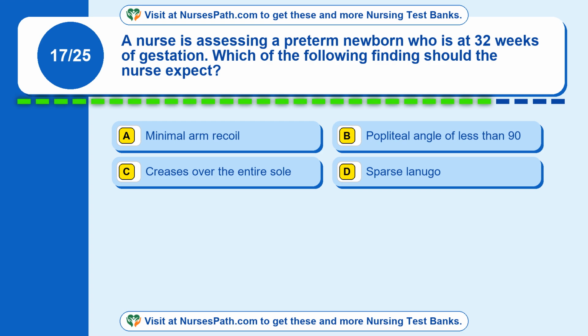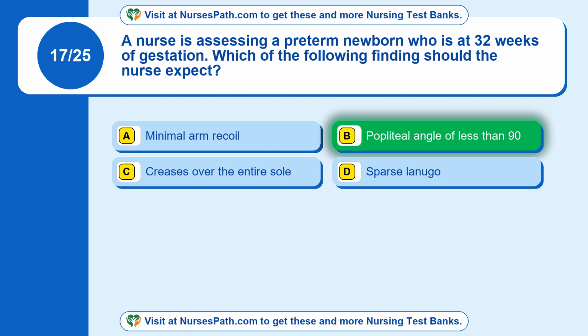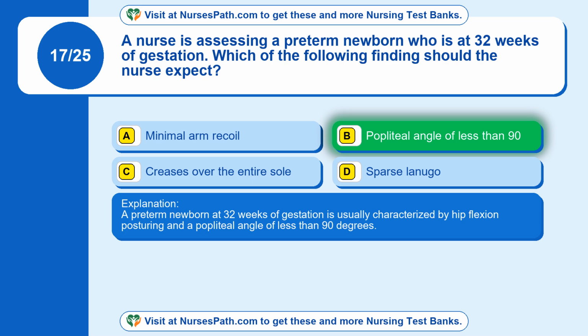Question 17. A nurse is assessing a preterm newborn who is at 32 weeks of gestation. Which of the following findings should the nurse expect? Option A. Minimal arm recoil. Option B. Popliteal angle of less than 90. Option C. Creases over the entire sole. Option D. Sparse lanugo. The correct answer is option B. Popliteal angle of less than 90. A preterm newborn at 32 weeks of gestation is usually characterized by hip flexion posturing and a popliteal angle of less than 90 degrees.